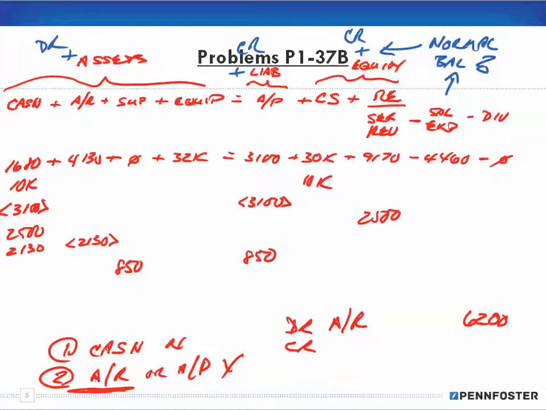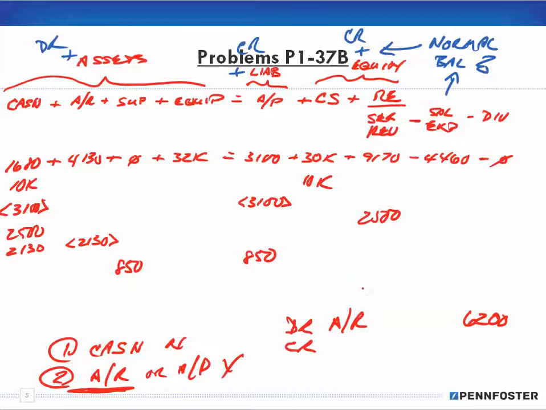Well, since accounts receivable is an asset, I treat it the same exact way as I do cash. And whether it's supplies or equipment, I treat them the same exact way as I do cash, right? Because they're all assets. I increase all of the assets on the debit side, all right? So I debit my accounts receivable for $6,200. That means I have to credit something else.